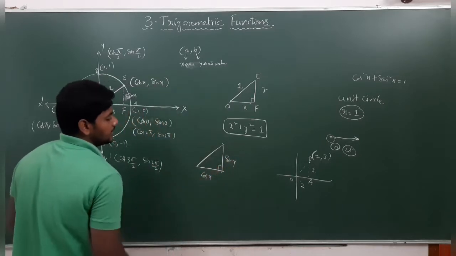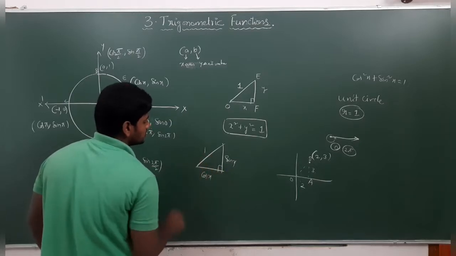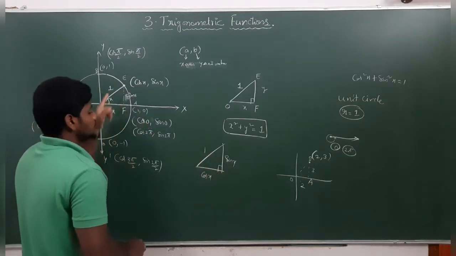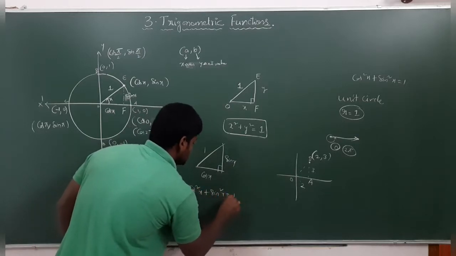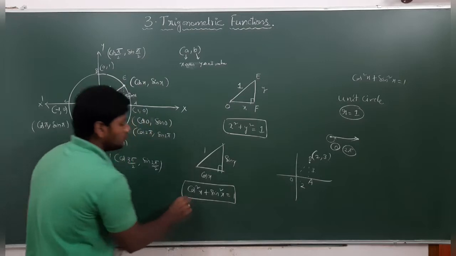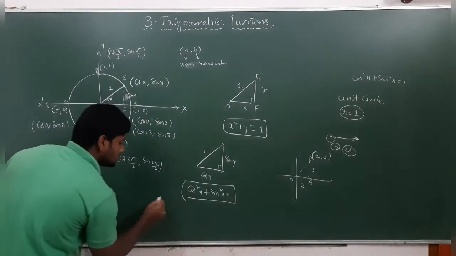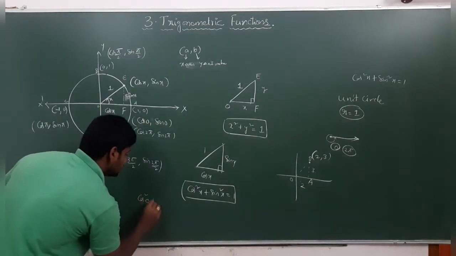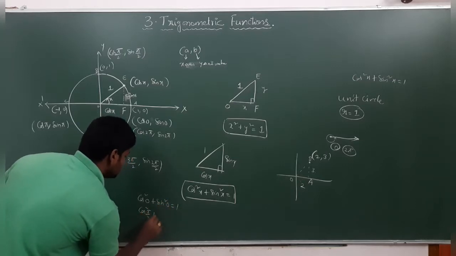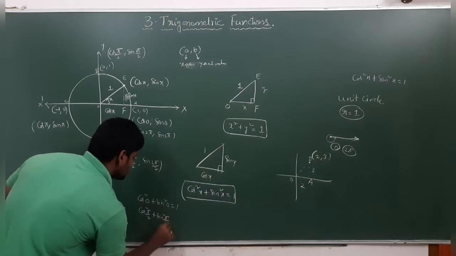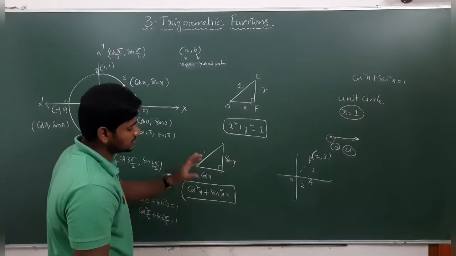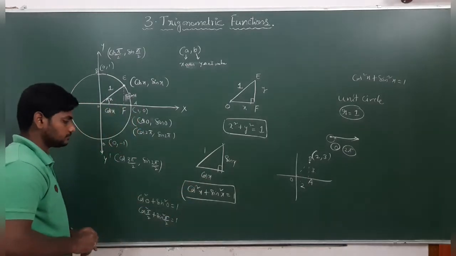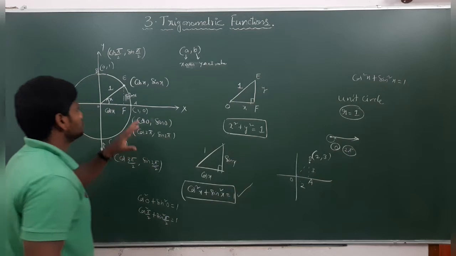As it forms a right angle triangle, cos square x plus sin square x is equal to 1 because this is a unit circle. So that's why cos square x plus sin square x is equal to 1. Not only for x, if you consider any angle, cos square 0 plus sin square 0 is equal to 1. Cos square pi by 2 plus sin square pi by 2 is equal to 1. So whatever the angle you take, cos square plus sin square is always equal to 1. So this is verified through this diagram.